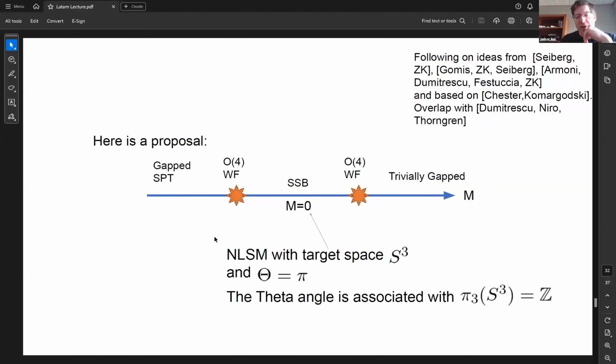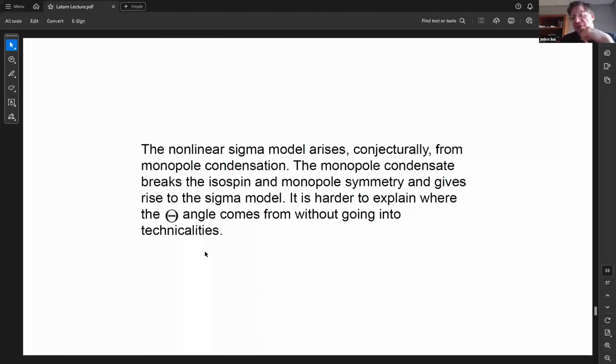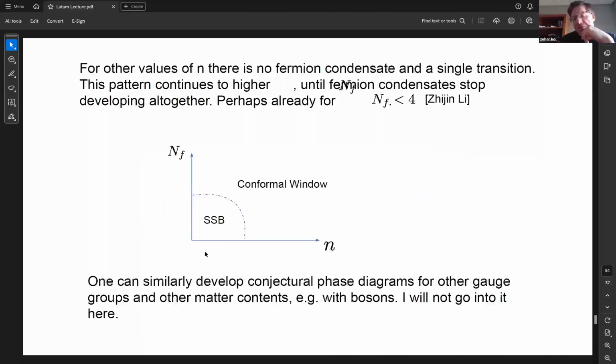And we'll see if this is borne out in experiment or simulation at some point in the future. But that's the state of the art about QED3. About the other examples, we don't really know.